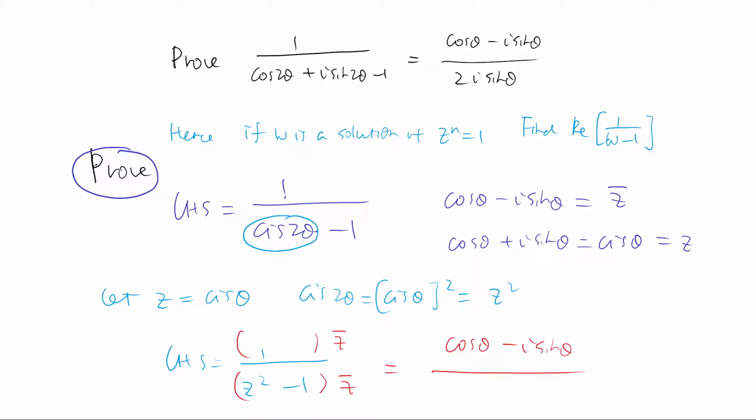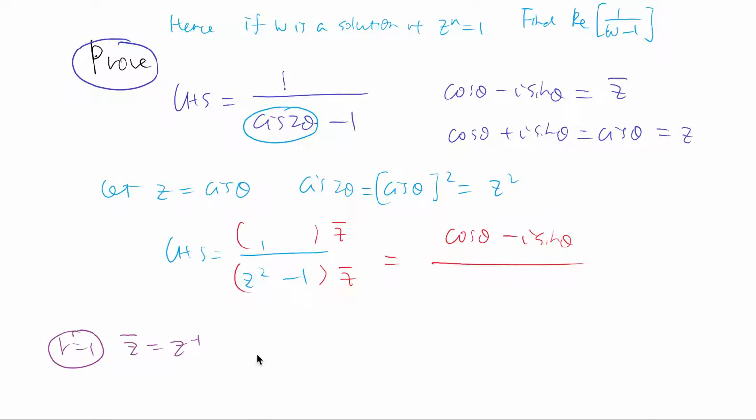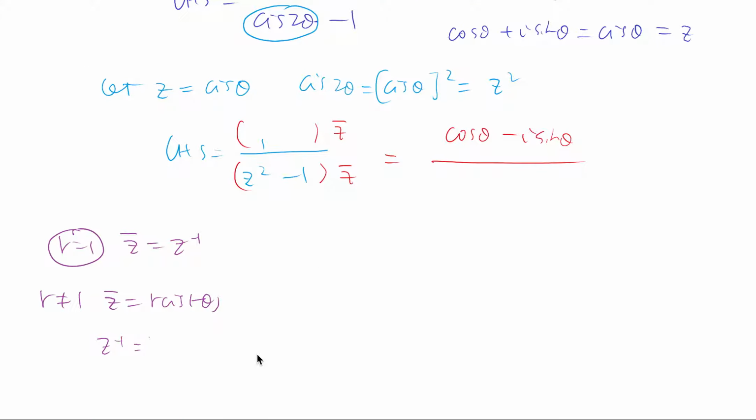And we also learned a very useful property before: if r equals 1, z conjugate equals z inverse. They are exactly the same because they have the same magnitude. If r doesn't equal 1, z conjugate equals r cis minus theta, and z inverse equals 1 on r cis minus theta. However, when they have the same magnitude, these two are exactly the same.